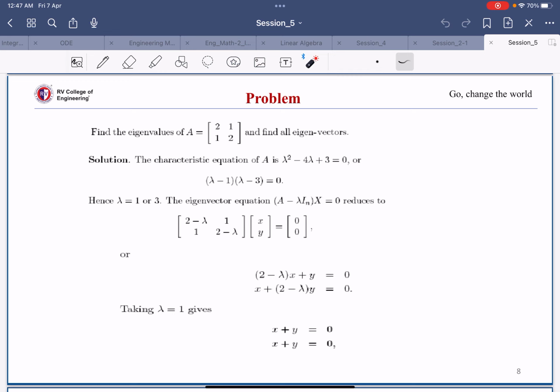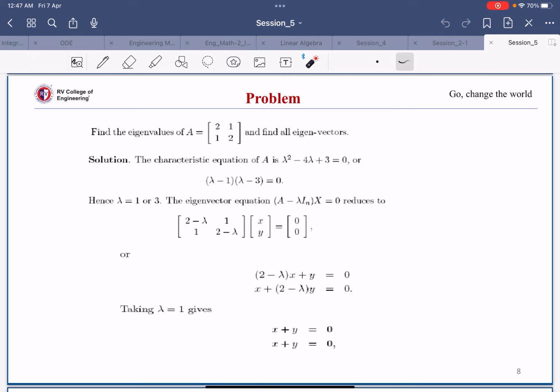Another important result I would like to mention here: if the sum of all the rows or columns remain the same, for example, sum of all the elements of the first row is 3, sum of all the elements of the second row is also 3. Same in case of columns as well. If you add up, it will give you the same element 3. So whenever this happens, 3 here will be an eigenvalue.